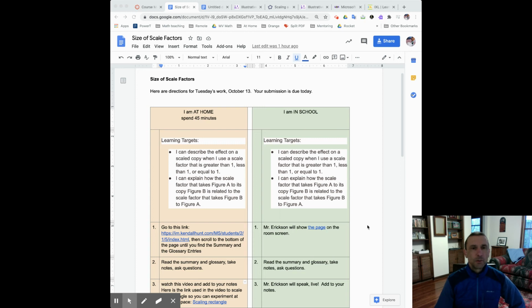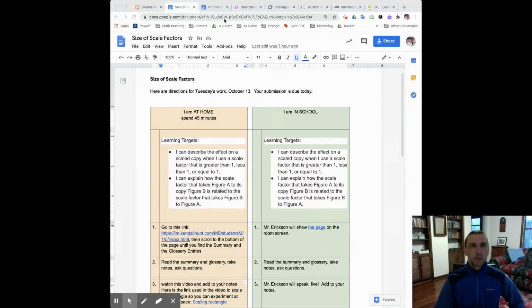Hey everybody, here we are in our size of scale factors assignment. Our learning targets are to describe the effect on a scaled copy when you have a scale factor that is greater than 1, less than 1, or equal to 1. We're also going to look at what happens when we take a scale factor from one figure to another and then back the opposite direction.